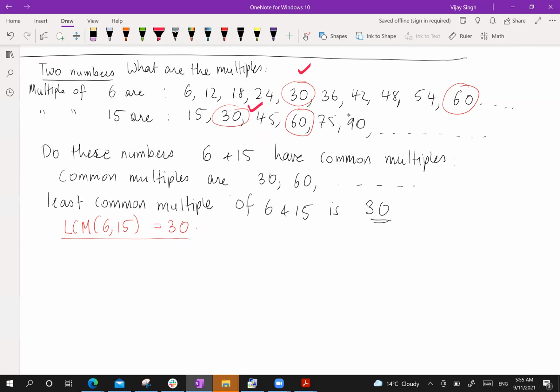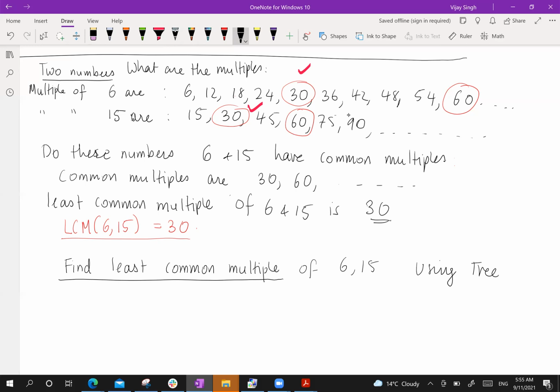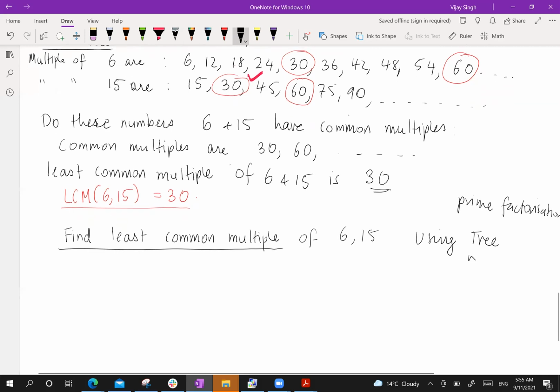So the question goal is to find the least common multiple of, say, 6 and 15, using tree prime factorization, right? Yeah. So how would we do this? So again, you do the same thing.